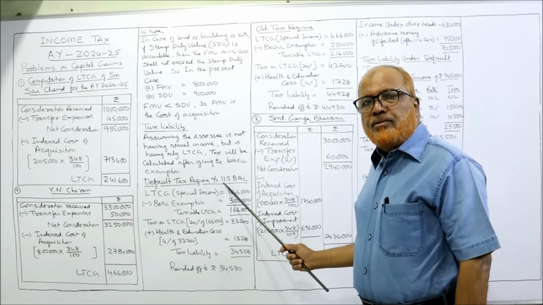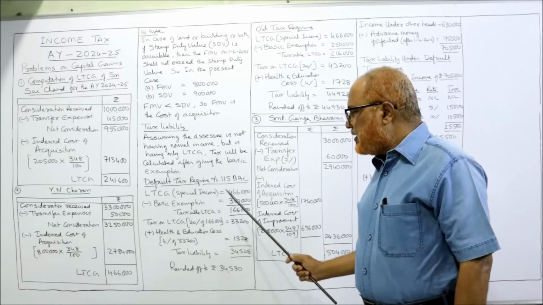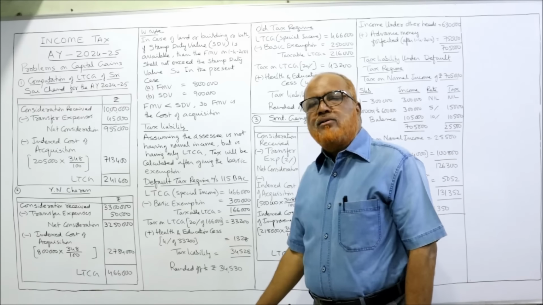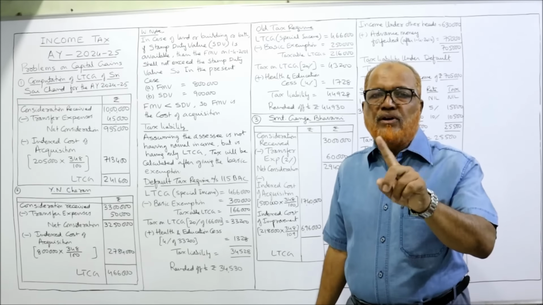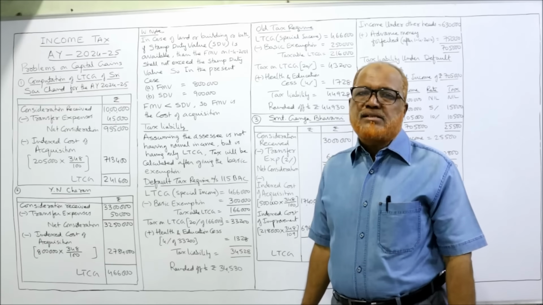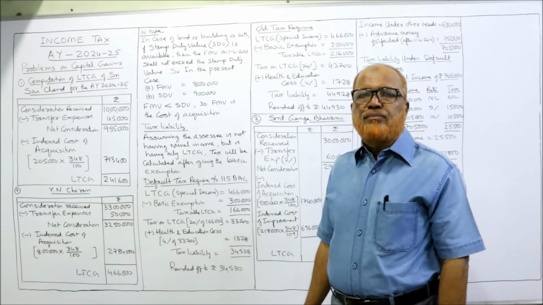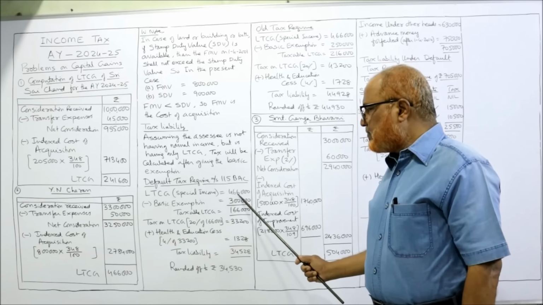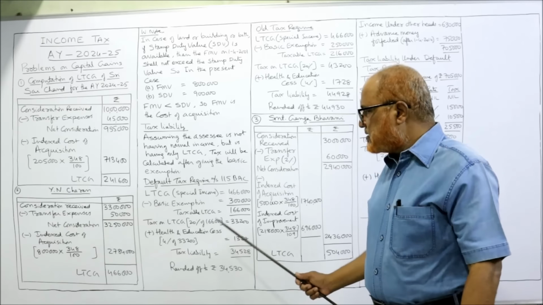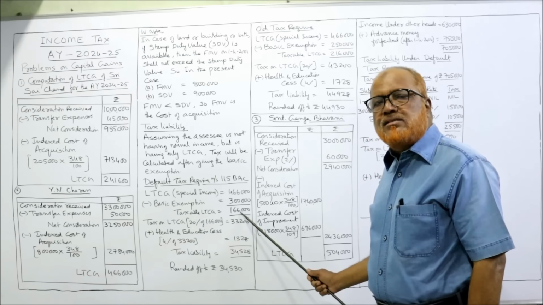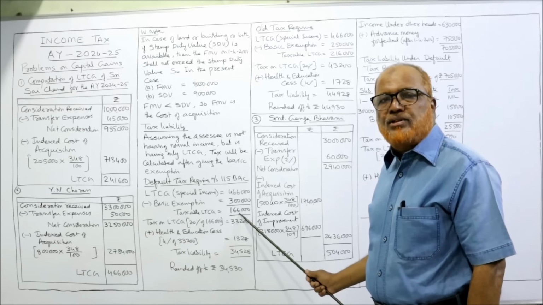Now, default tax regime. LTCG special income is 4,66,000. Why it is called special income? Because flat rate of tax is there. Slab system will not apply. For normal income, slab. For special income, flat. So, say 4,66,000. Basic exemption limit is 3 lakh under new tax regime. Subtract, 1,66,000 is the taxable LTCG.